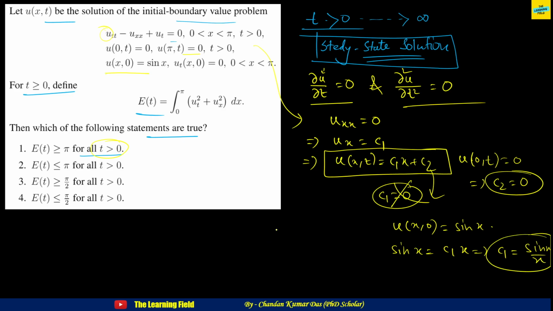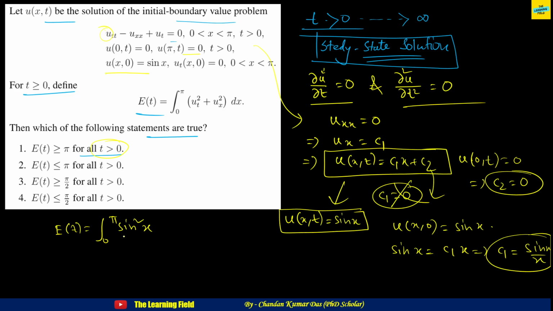Fine, so if we put that value, u(x,t) equal to only sin x. Now, since ut equals 0, E(t) is only equal to the integration from 0 to pi of cos square x dx, since it is given as ux. So ut we already get as 0, and u(x,t) equals sin x, so from here we get ux equal to cos x. So here we get cos square x dx.